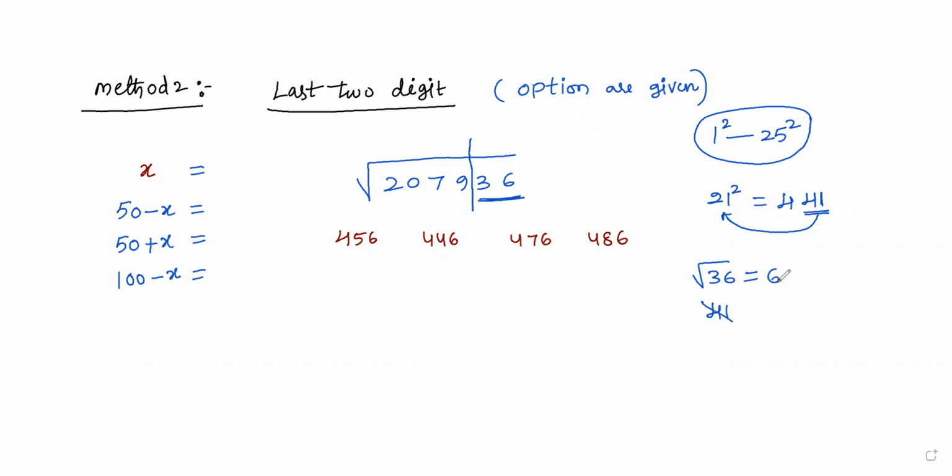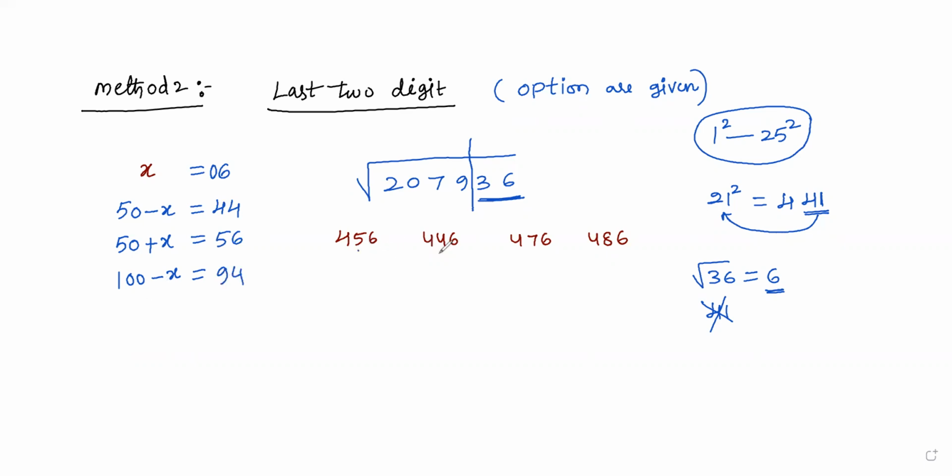Okay, right. So this 6 we are taking as x. Then our x will be 6, that is 06, the last two digits. If you subtract from 50, then it will be 44. If you add to 50, then it will be 56. If you subtract from 100, then 94 will come.